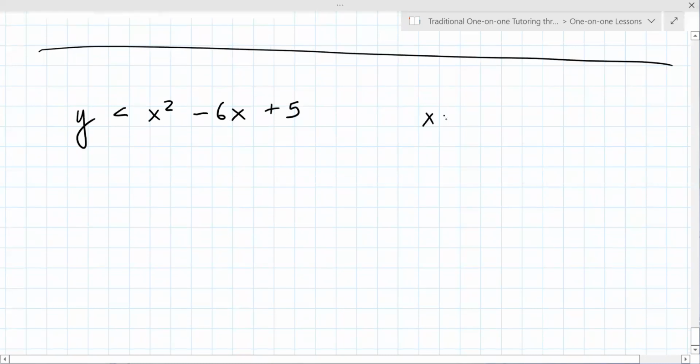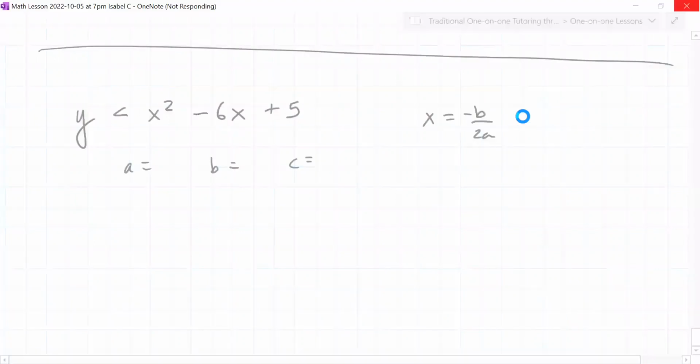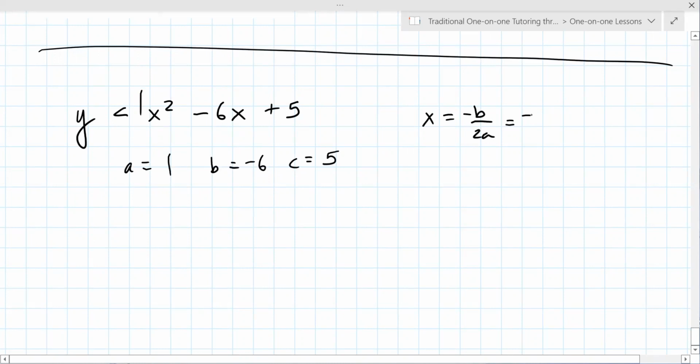We want to find the vertex, minus b over 2a. So a, b, and c are the coefficients. What is the value of a in this equation? It would be 1. b is minus 6, and c is 5. So, minus b, minus negative 6 over 2 times 1, 6 over 2 is 3.